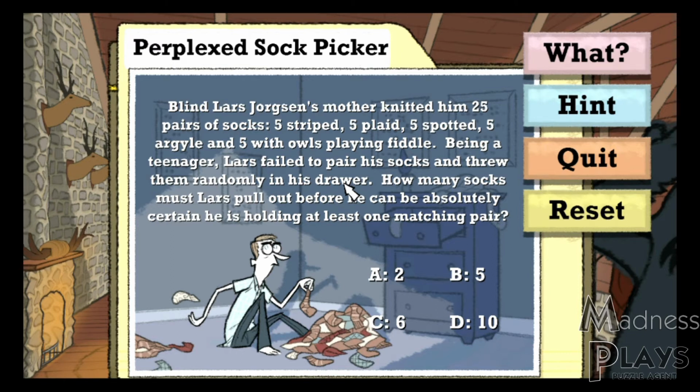There's 25 pairs of socks. Yes. I mean, 50 socks total. This is a probability thing, so it's how much minimum? Absolutely sure.